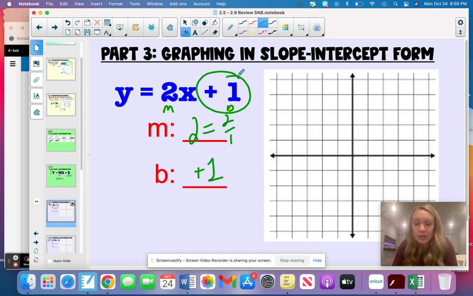We always start with our y-intercept. So I'm going to come up to a positive 1. And then if my slope is a positive 2, which I know that's 2 over 1, I'm going to go up 2, over 1, up 2 over 1, connect with a line with arrows. And then my kids know once you finish that, line, arrows, and then you dab on the haters.